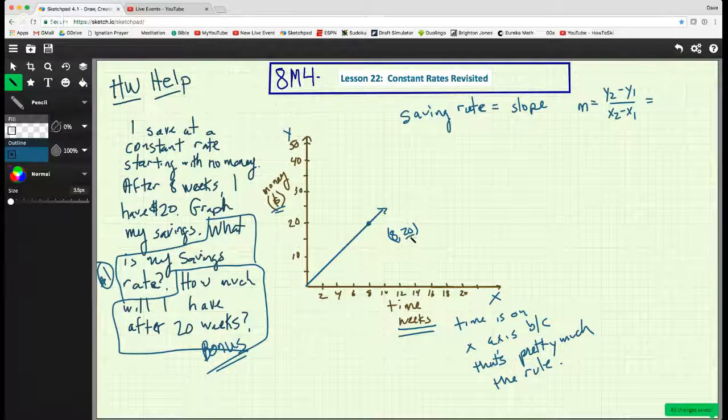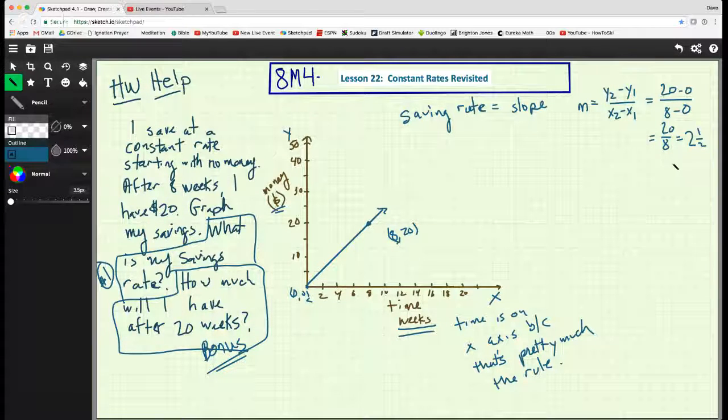y2 minus y1. So y2 is 20. y1, we have this point over here, (0, 0), right? That's this point, the origin, over x2 minus 0, which is 8. So that's 20 over 8, which is equal to, if you do your math, 2.5. Or 5 halves, or 2.5. Any of those numbers are valid. And so my rate, we need to also include our units.